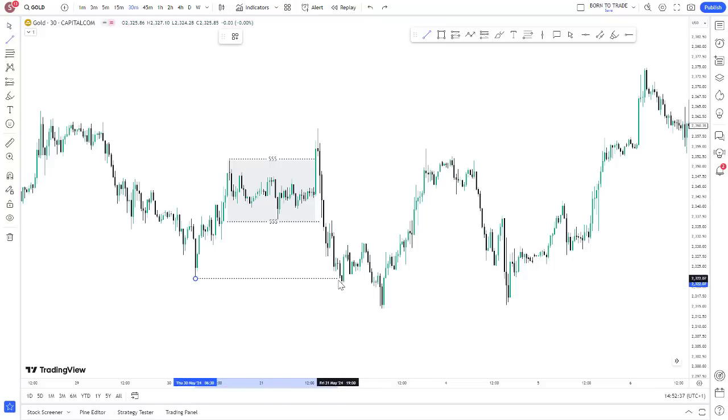And you can see this is a very nice break of structure right here. You see how price breaks structure to the downside. Now, after the initiation phase, what do I talk about? Talked about the mitigation phase. So this is your zone right here. This could be your order block right here.